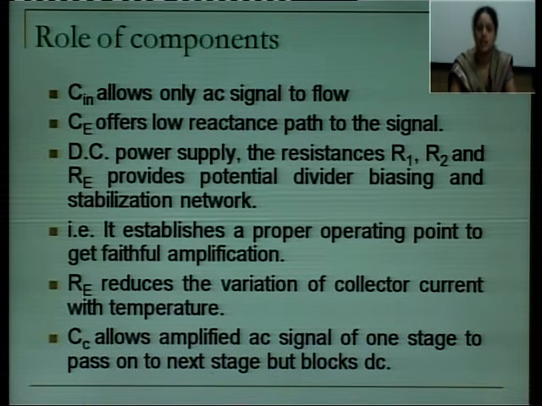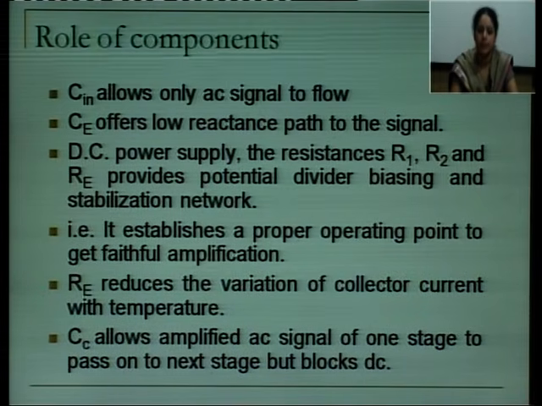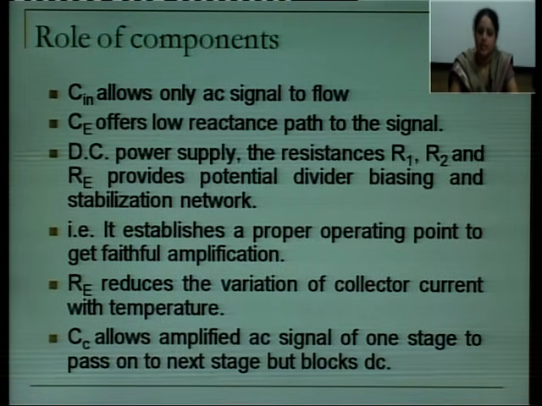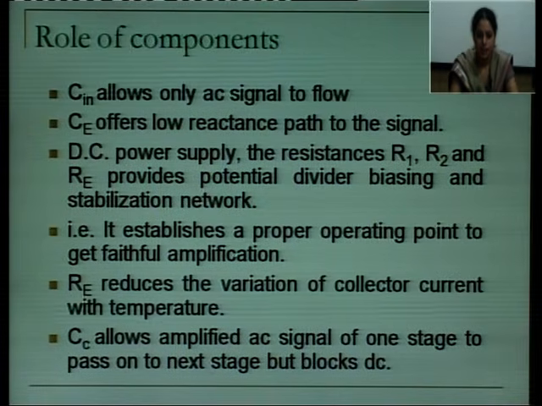provide potential divider biasing and a stabilization network. The stabilization network is required so that your Q point, quiescent point or operating point should not be affected. That is, it establishes a proper operating point to get faithful amplification. RE, that is your emitter resistance, reduces the variation of your collector current with temperature. As we all know, transistors are affected by change in temperature. So RE reduces the variation of the current with respect to temperature.